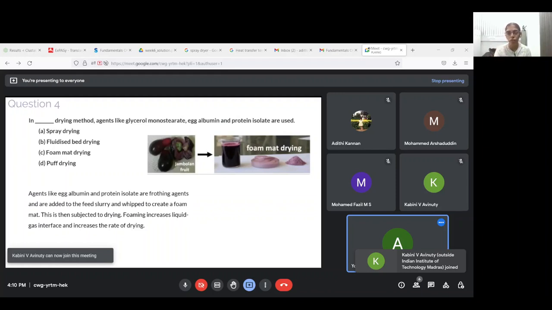And because of the stable foam, you will have an increased liquid gas interface, and this will increase the surface area and increase the rate of the drying as well. So here you can see in a picture, you will have a slurry like liquid feed, and you will add all these glycerol monostearate or protein isolate that are edible frothing agents, and you create a froth. And then once you subject this to drying, you will have a very fine powder. So this is what is called foam mat drying. So the answer to this question is option C.